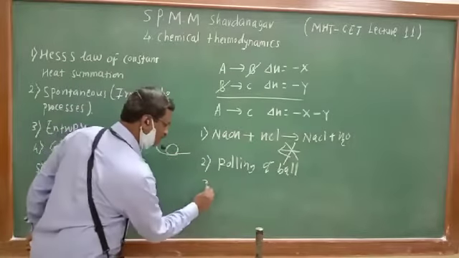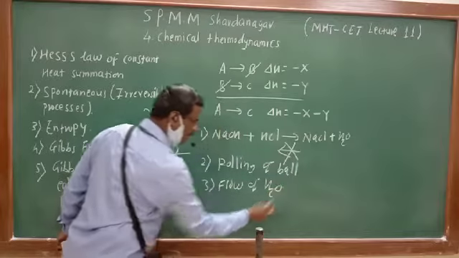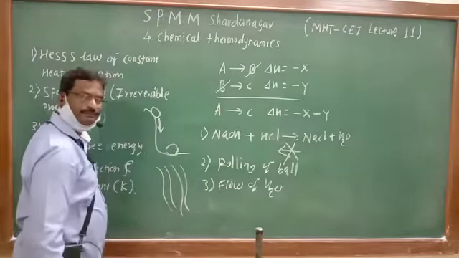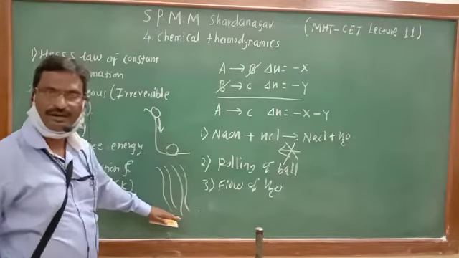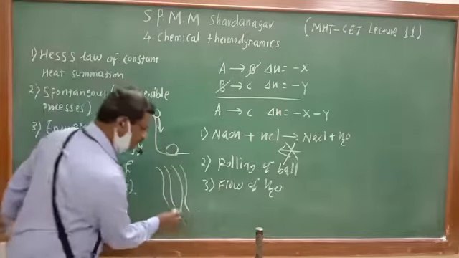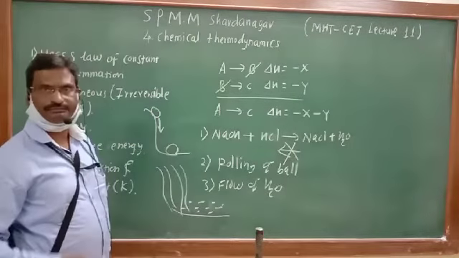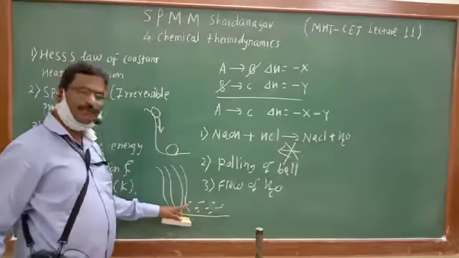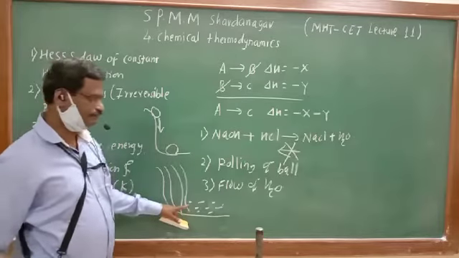Flow of water always takes place from higher level to lower level. So flow of water from higher level to lower level takes place with decrease in energy, and water becomes stable whenever it comes in the dam. Whenever it comes in a dam, it is stable because it has attained the position of equilibrium.